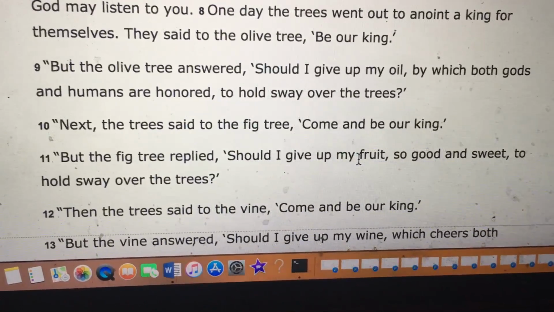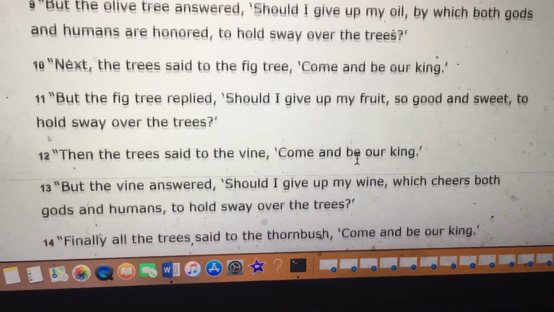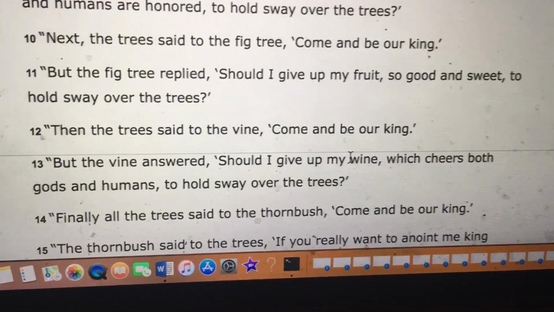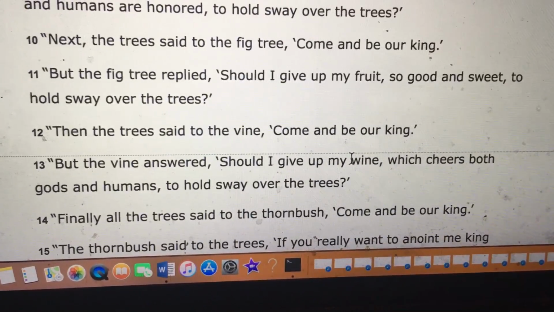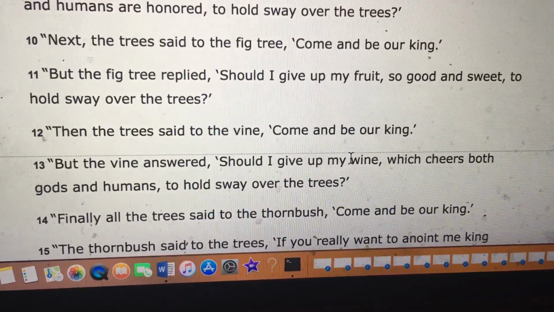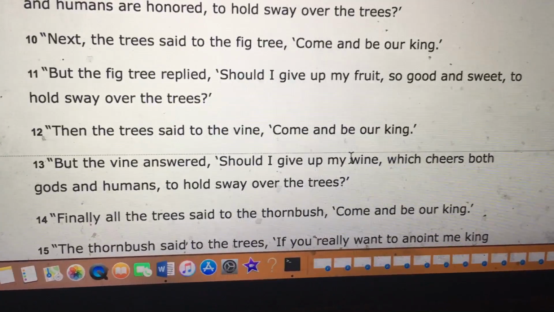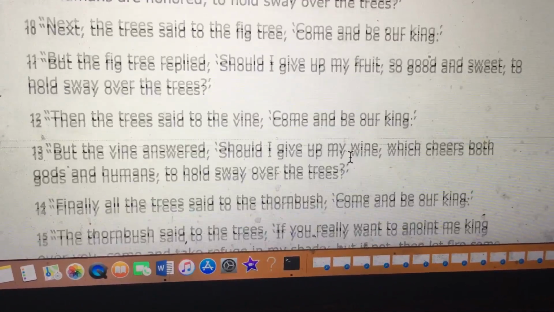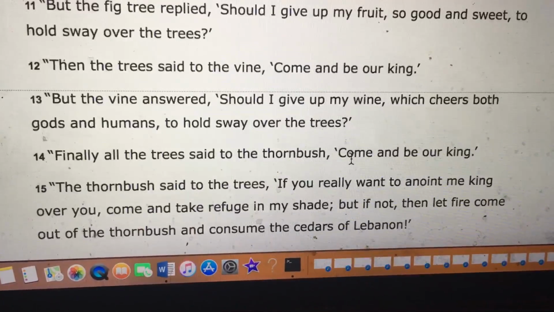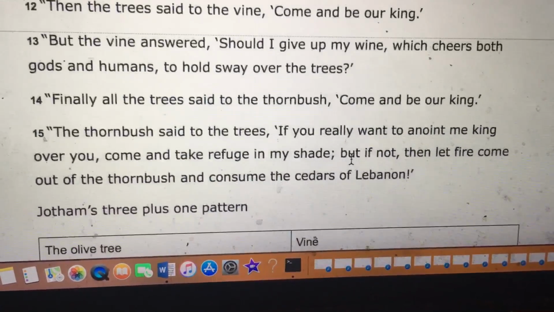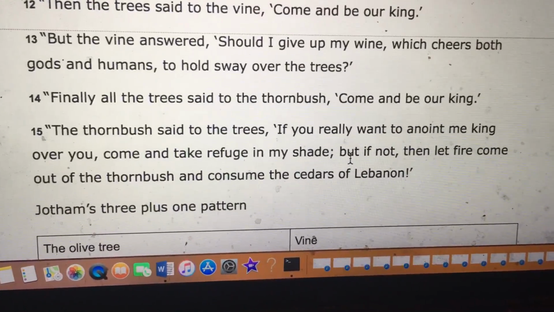Next the trees said to the fig tree, "Come and be our king." But the fig tree replied, "Should I give up my fruit so good and sweet to hold sway over the trees?" Then the trees said to the vine, "Come and be our king." But the vine answered, "Should I give up my wine, which cheers both gods and humans, to hold sway over the trees?" Finally, all the trees said to the thorn bush, "Come and be our king."